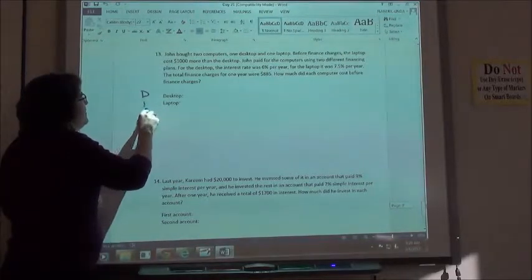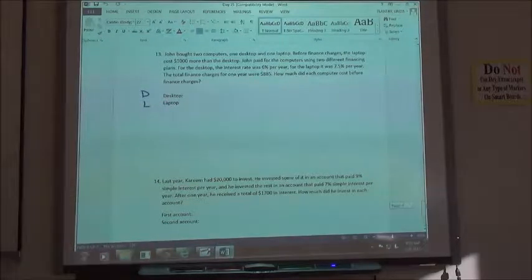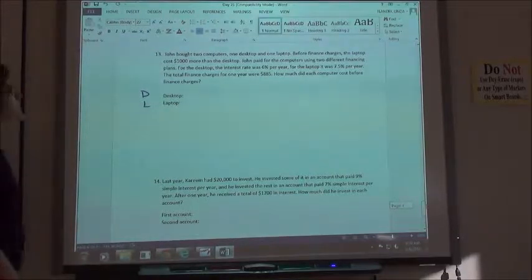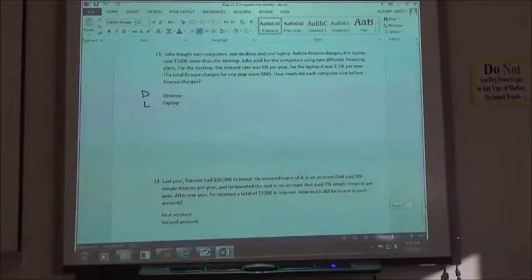So if I use D for my desktop and L for my laptop, the second sentence there says before finance charges, the laptop costs $1,000 more than the desktop. So my equation should be L times D. no.